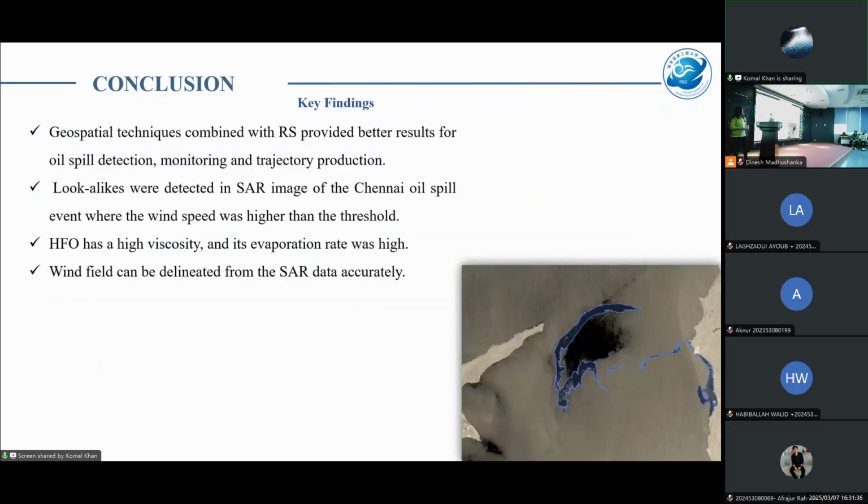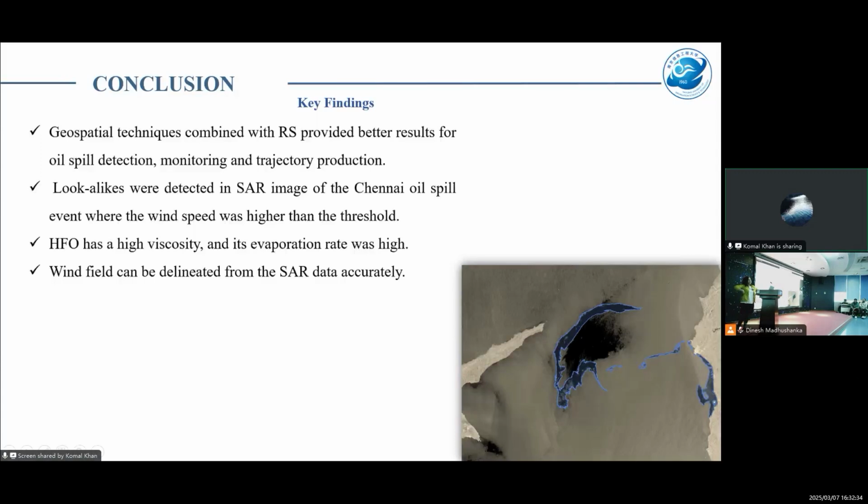Some key findings. Okay, remote sensing techniques can give you very good results to detect oil spills and to monitor their trajectories and their fate in the future. But the main issue is that in your SAR data, there could be a lookalikes problem. It's very challenging to extract these lookalikes from the image. So you have to use extra steps, extra methods to deal with this issue.